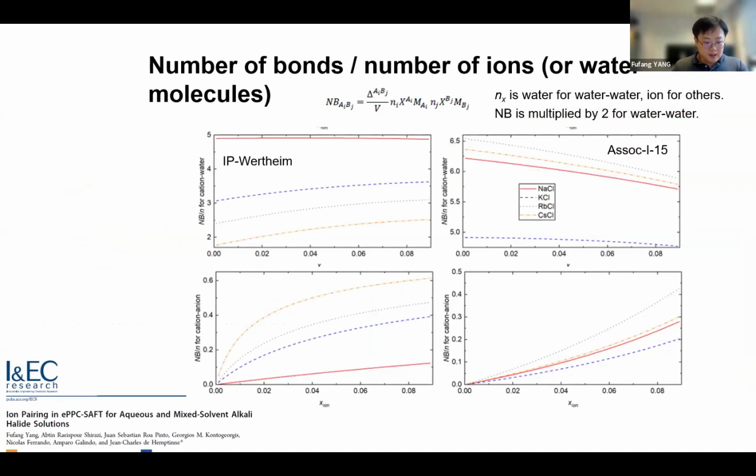And we also see some change in the number of bonds from the model. We find the ion pairing approach to follow a trend, but the previous approach presents some more random numbers for the number of bonds.